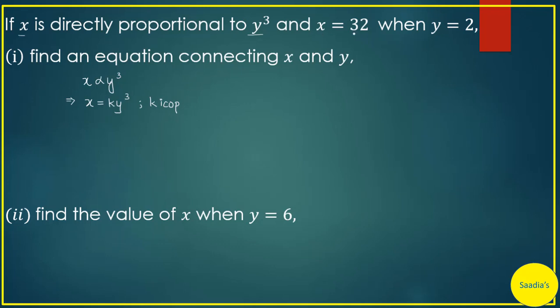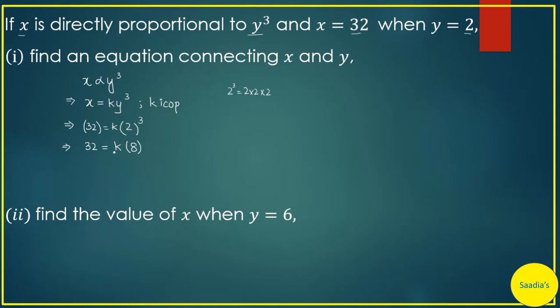Now the value of x is 32 when y is 2. Substitute these values. We replace x with 32 and we replace y with 2 and cube as it is. 32 is equal to k times 2 cube. 2 cube means 2 multiplied by 2 multiplied by 2. This number is multiplied with itself 3 times. So 2 multiplied by 2 multiplied by 2 is 8.